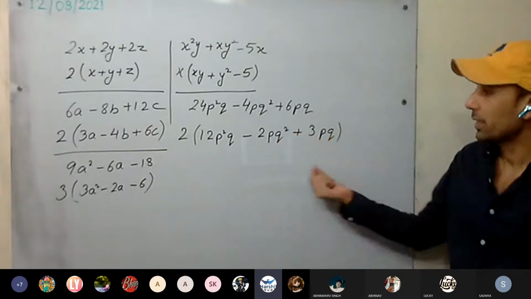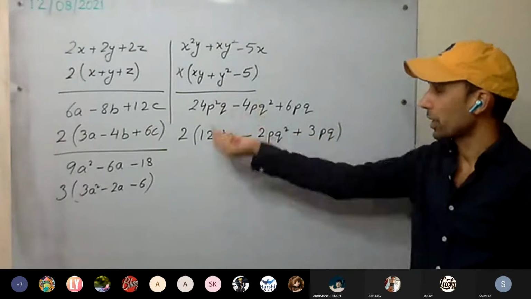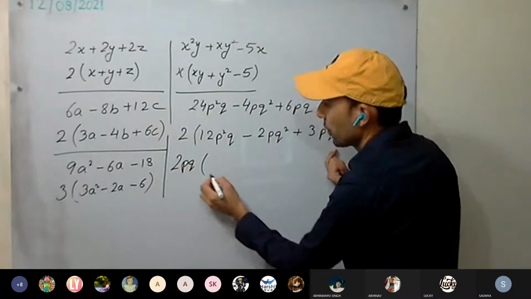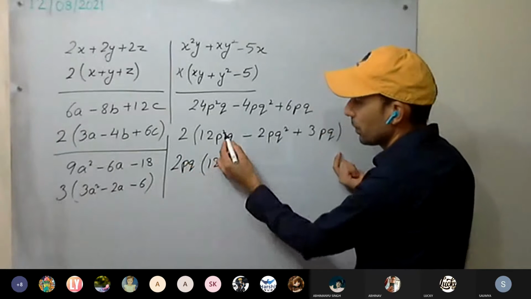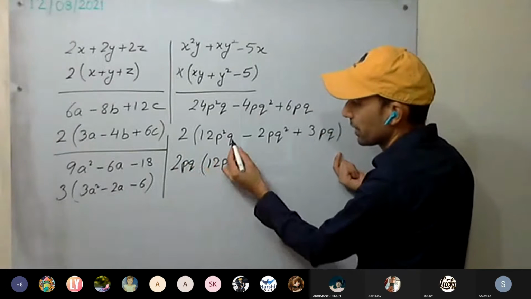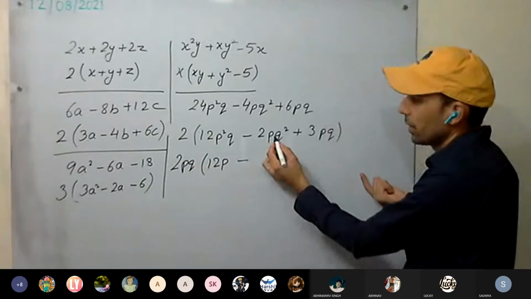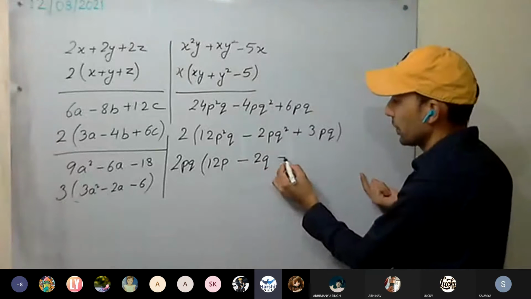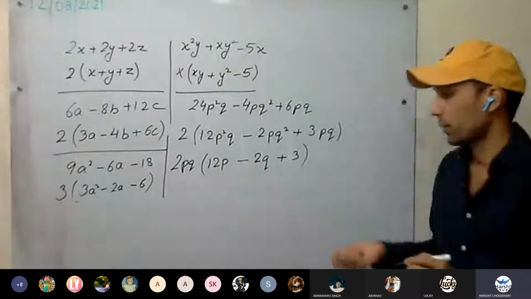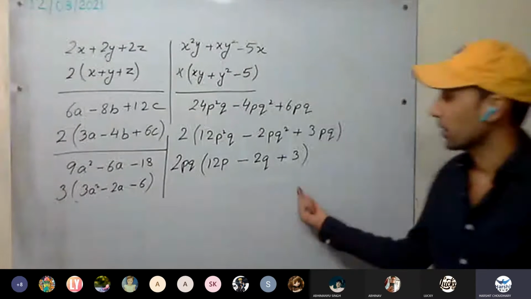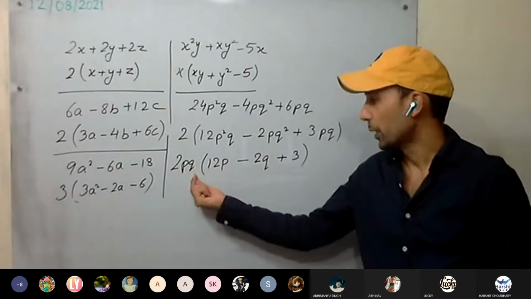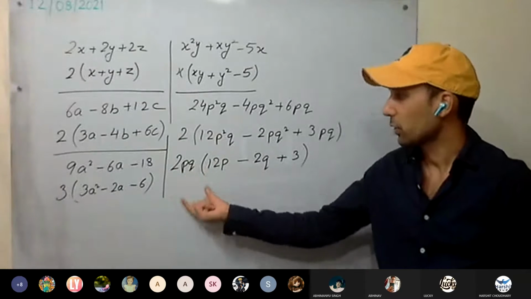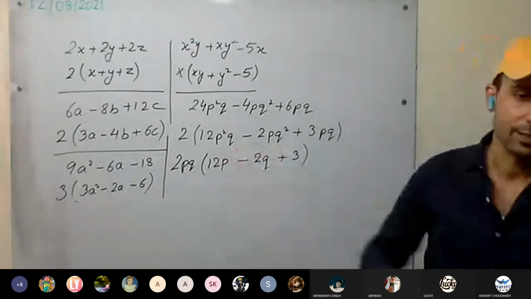What more is common now? See here, pq is common. Take pq out, and 2. What will remain here? 12p squared, p we have taken out, so 1p will remain. q is out. 2p is out, 1 q. So 2q plus 3. This will be the answer. 2pq into, these are the factors. 2 is a factor, p is a factor, q is a factor, and this is the factor.